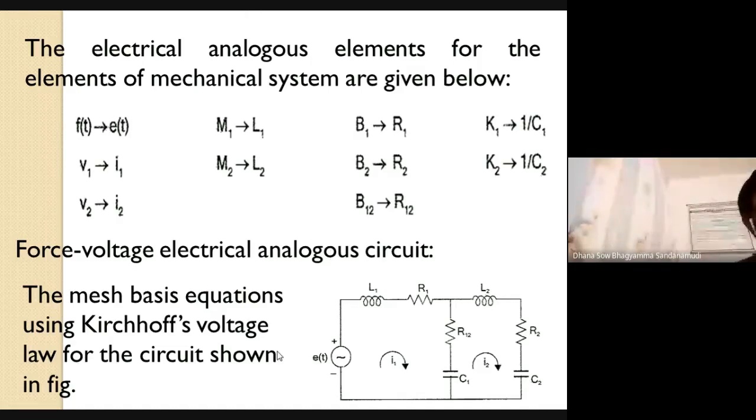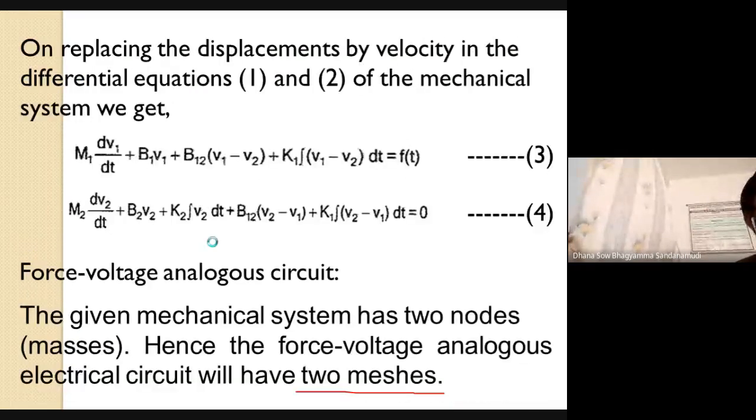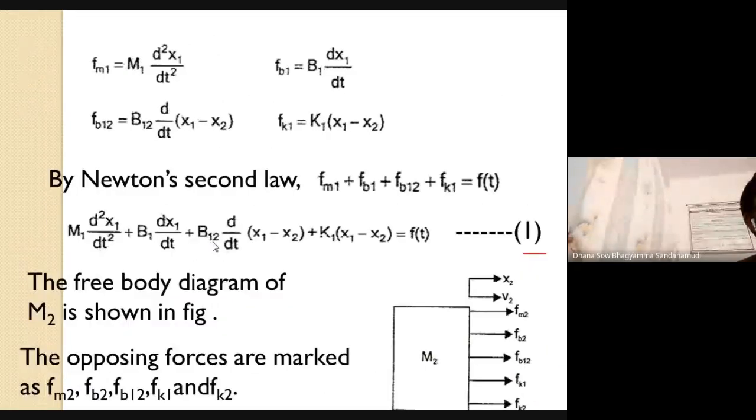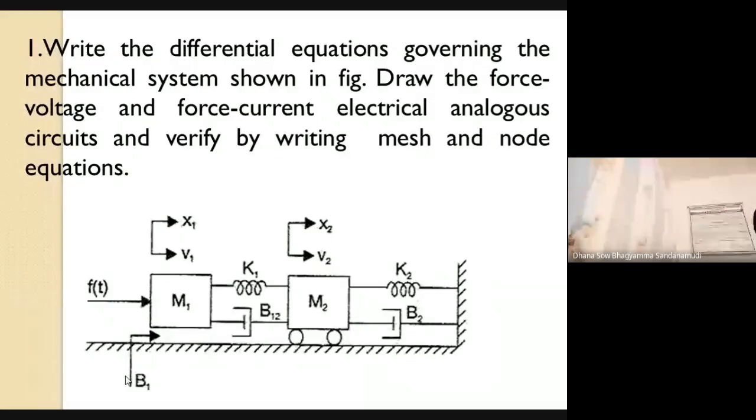Now there are two meshes. Why? Because there are two nodes in your mechanical system. In your electrical force voltage analogous circuit, there will be two meshes. So I will go to the mechanical system and draw the circuit here itself. I will erase all the ink so that you will have some clarity. You should have clarity, not myself. So here f of t is analogous to voltage. So let me draw voltage.